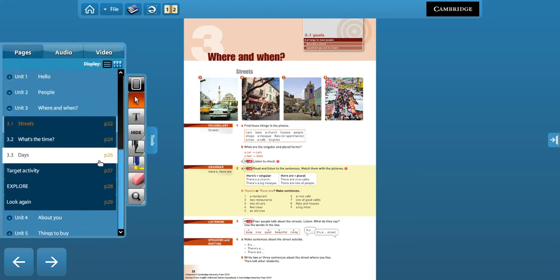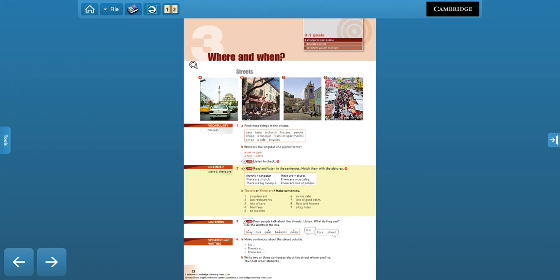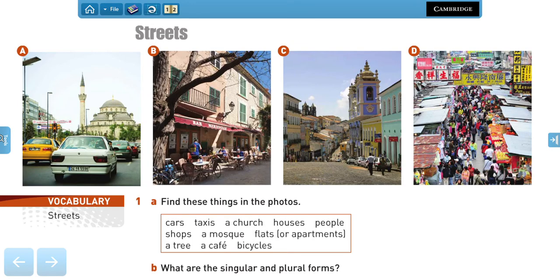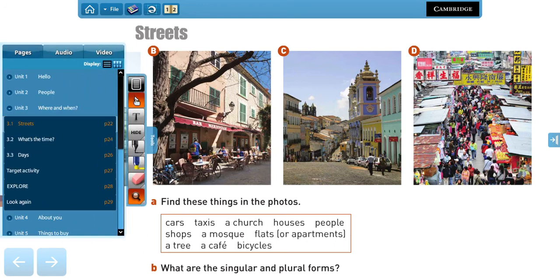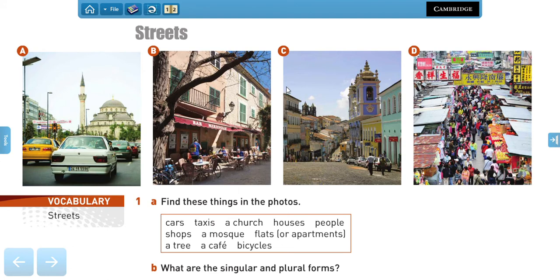So, the first exercise that we have here, okay, this exercise is called streets, okay? And we have 4 different images, A, B, C, and D. And here we have things that we can find in those pictures. I want you to look at the images and try to find things from the box in each image. Take a couple of minutes. You can pause the video, remember, to try to look for these things in the pictures.